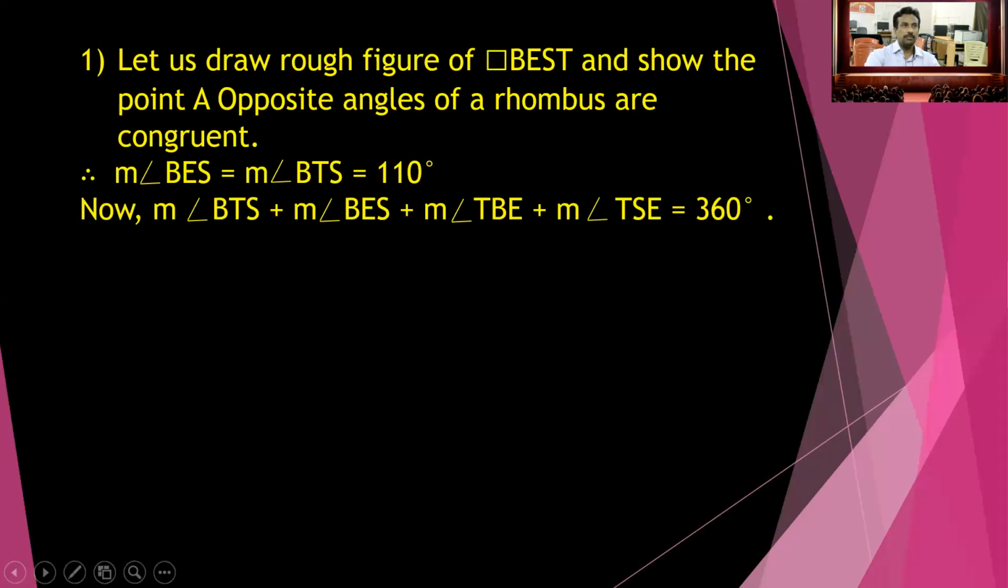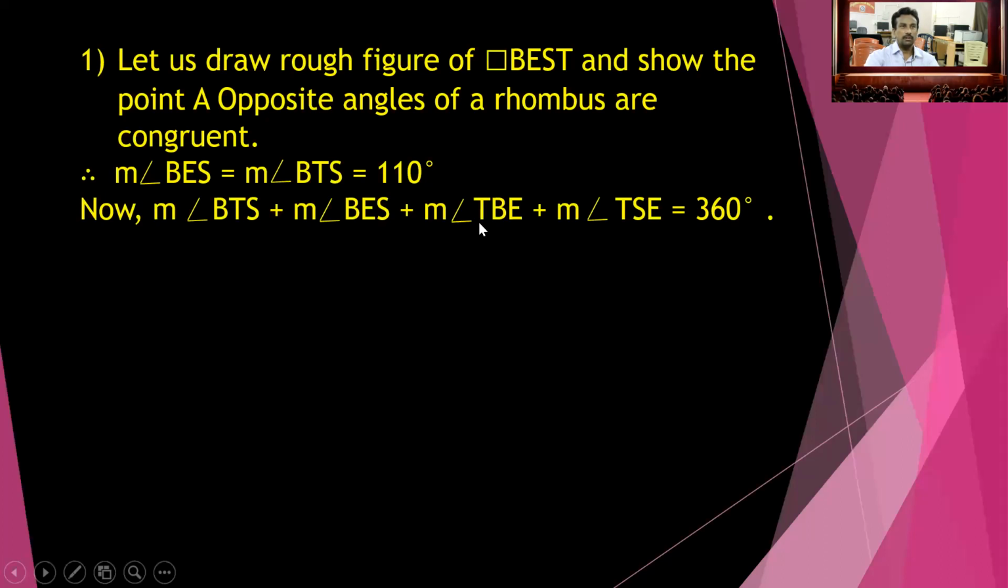Now, measure of angle BTS plus measure of angle BES plus measure of angle TBE plus measure of angle TSE, that is the sum of all angles of a quadrilateral, is 360 degrees.